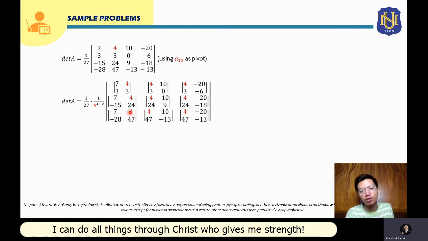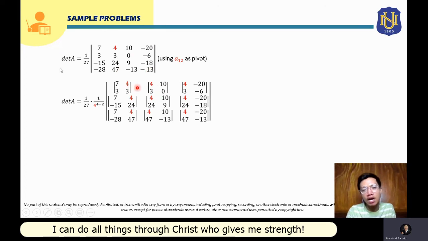So for our third row here, we will just move downward again. So this will become 7, negative 28, 4, 47. And then we will just move to the right. This is our pivot. So for our next 2 by 2 matrix here, it will be 4, 47, 10, negative 13. For this last 2 by 2 matrix, we'll just move to the right. So that will be 4, 47, and then negative 20, negative 13.